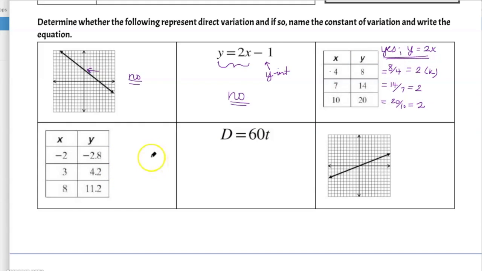In the next example, again, we're going to take our y value and divide it by the x value. So -2.8 divided by 2, 4.2 divided by 3, and 11.2 divided by 8. And when we divide those out, we get 1.4, which again is the k value. So yes, this is a direct variation because that is always the same, and y is equal to 1.4 times x.